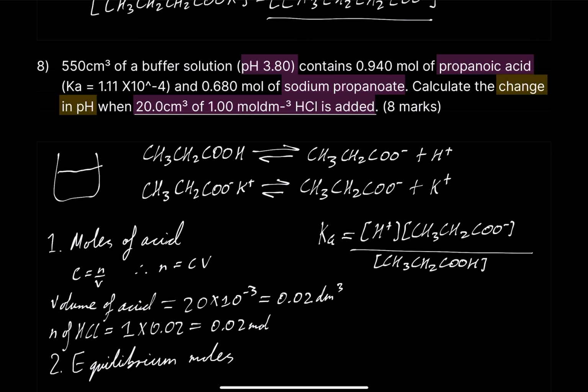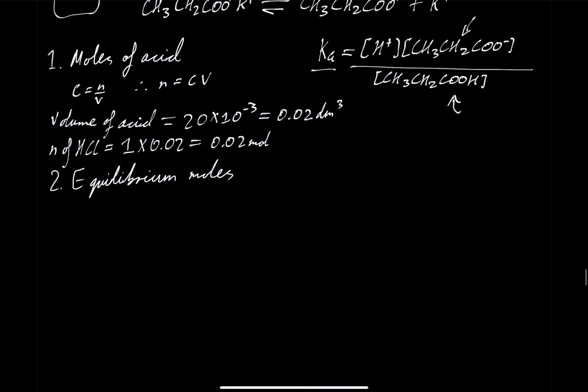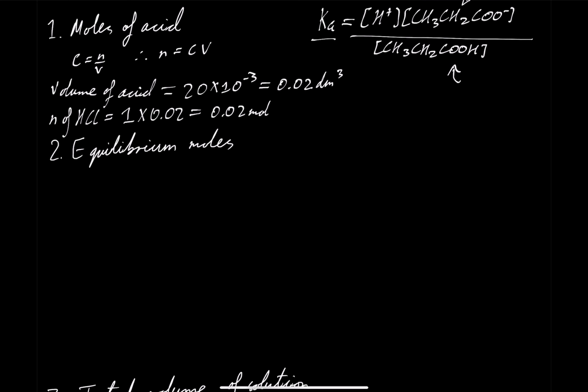The reason why I've done this is not just for the sake of writing it out. There's a reason for this, because we want to work out the pH, right? In order to work out the pH, we need the H plus. Remember, we're trying to work out the change in pH. In order to work out the change in pH, we need to know what the new pH is. And in order to work out the new pH, we need to work out the H plus concentration. They've given us the Ka. So we need to work out what the A minus is in this case, and our HA. Once we work out this and this, we can rearrange our equation to work out what H plus is. So that's why that's useful there. So, equilibrium moles.